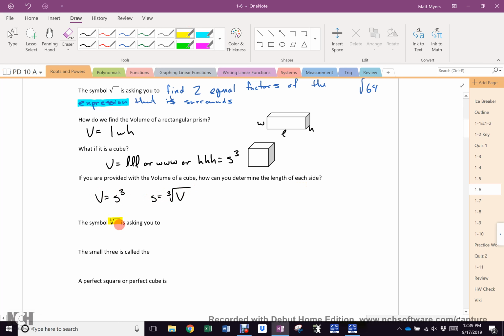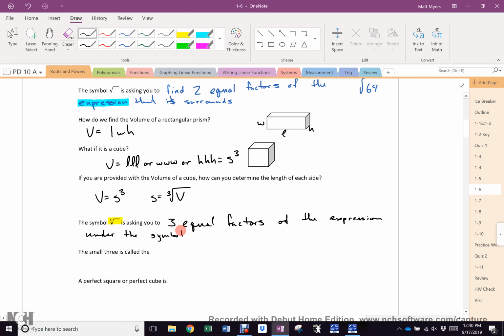Now, this version of the symbol is asking me to do what? When it was that version, it asked me to find what? 2 factors. What's this version asking me? 3 equal factors of the expression under the symbol. Now that's got a name, but I'm not going to get to it yet.